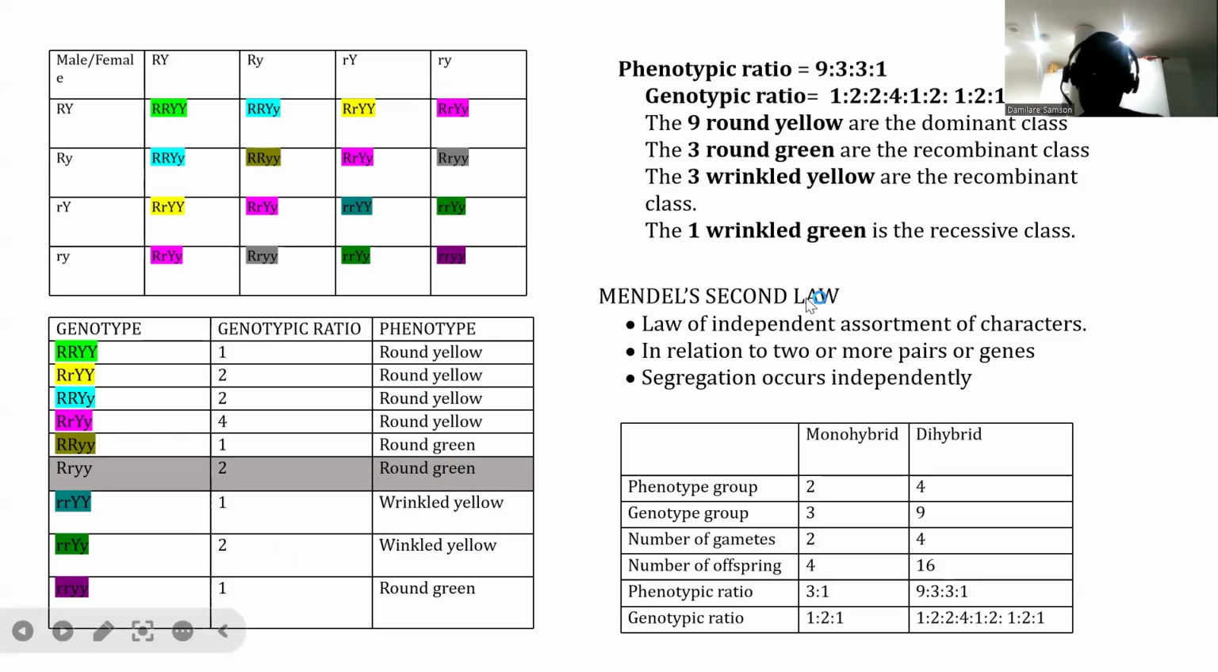So Mendel's second law is called the law of independent assortment of characters. Now, characters, remember, this here now is 2 characters, not like the first one.